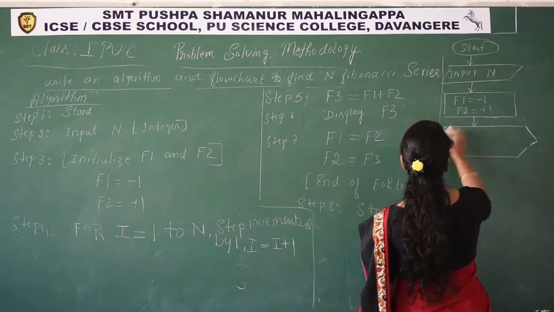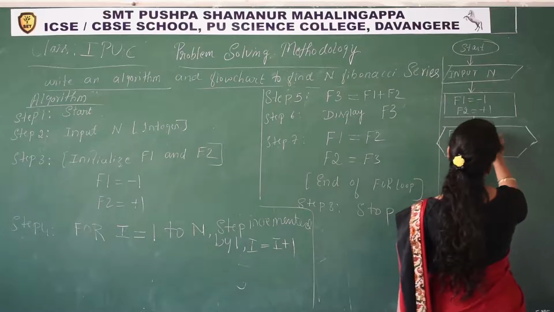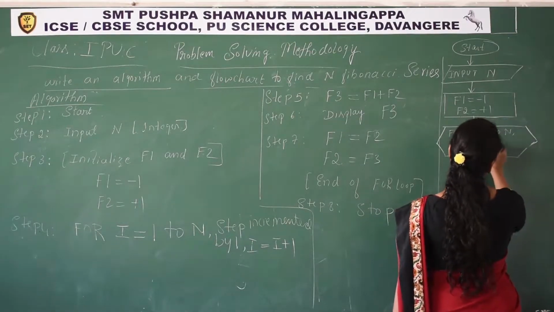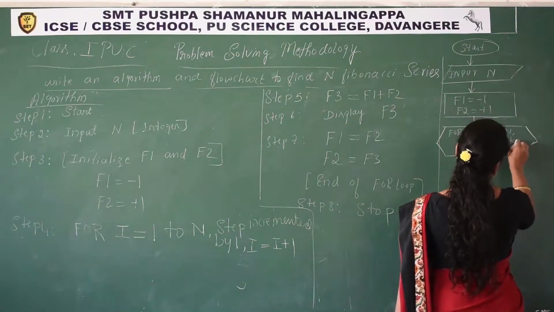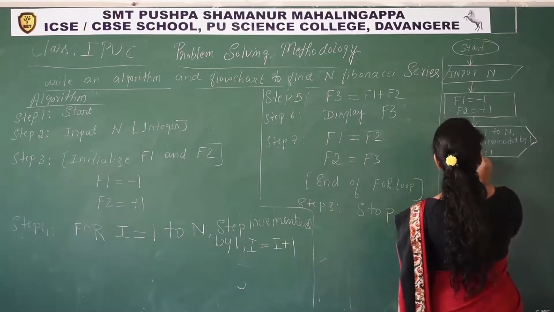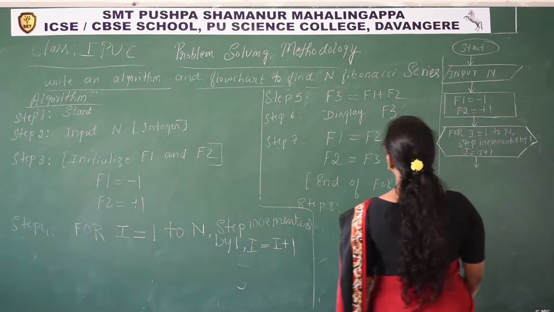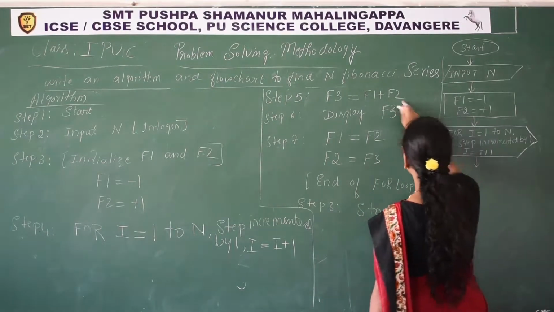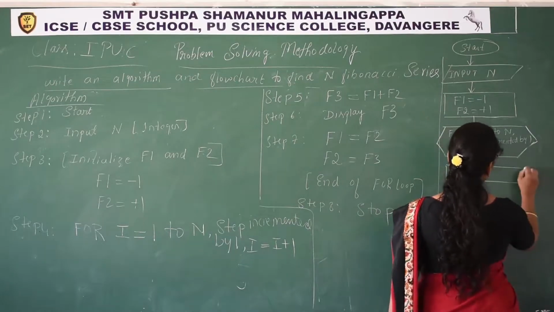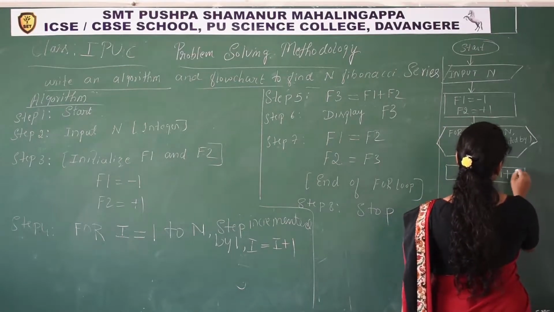Now for I is equal to 1 to n, step incremented by 1, I is equal to I plus 1. Now body of the loop, what is there in the body of the loop? F3 is equal to, this is a calculation part now, you must write in a rectangle. F3 is equal to F1 plus F2.